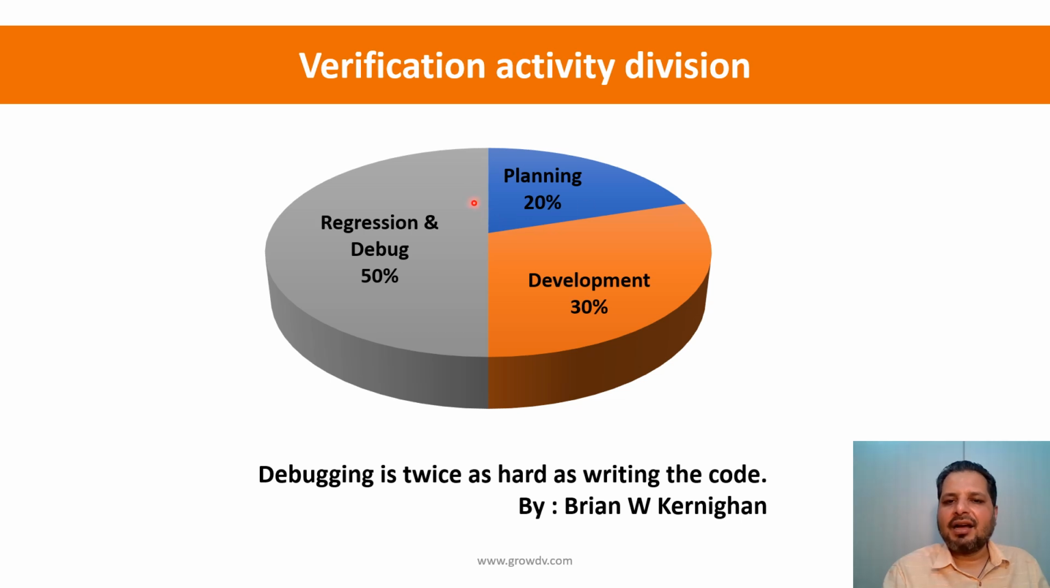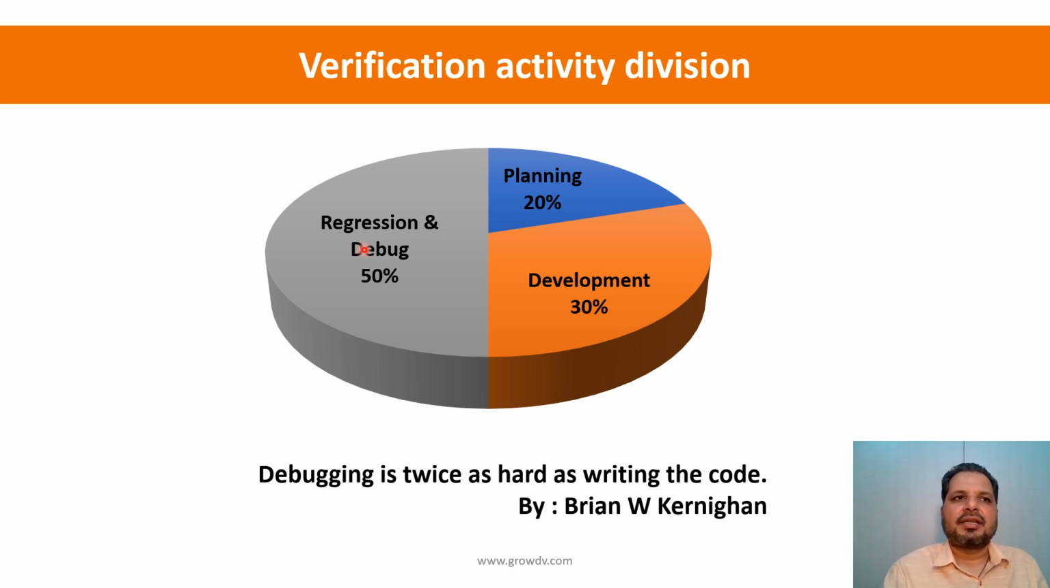In the planning, approximately 20% of the overall time is invested, wherein you come up with those three plans, and then the test bench architecture and task list. About 20% you invest in planning, about 30% you invest in development of the test bench and the tests, and the remaining 50% is predominantly what is popularly known as R&D, right? It's regression and debug.